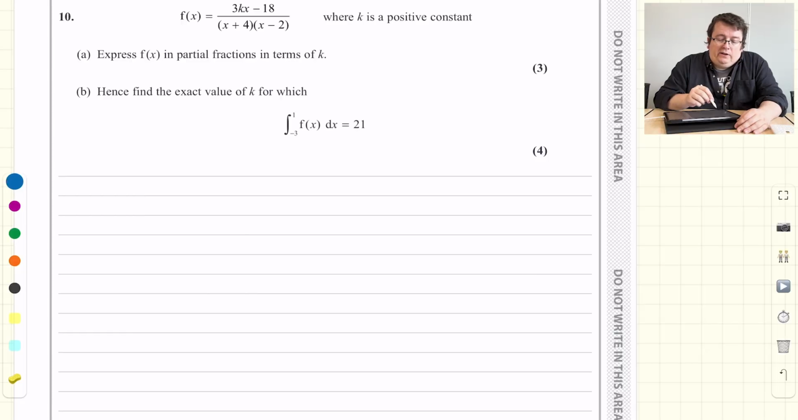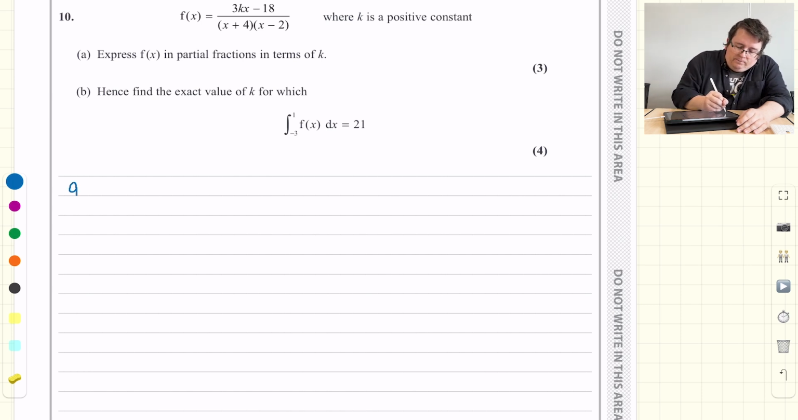So this is question number 10. f of x is equal to 3kx take away 18 over x plus 4 times x take away 2, where k is a positive constant. Part A, express f of x in partial fractions in terms of k. Right, part A. So 3kx take away 18 over x plus 4 times x take away 2.